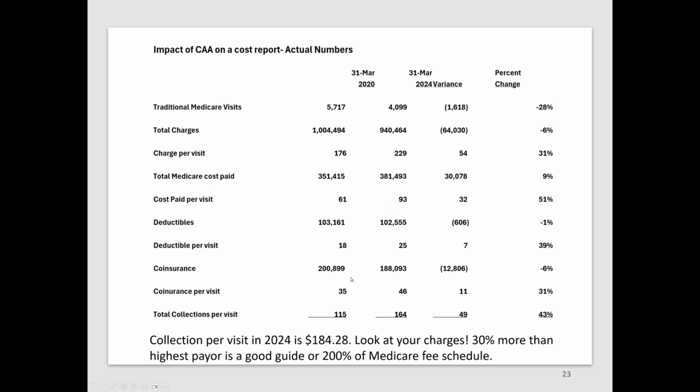And then the co-insurance, which is 20% of charges, because the overall charges went down, that number went down. Of course, the co-insurance per visit went up. $46 per visit is what the average person is going to pay as a co-insurance, or what Medicare patients pay when they come to this clinic. Collections per visit, we were only averaging $115 in 2020. Now we're averaging $164 per visit.